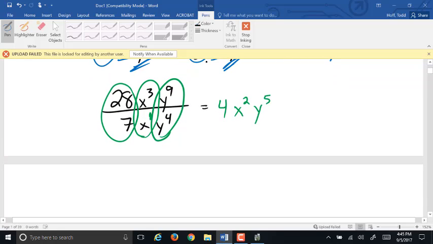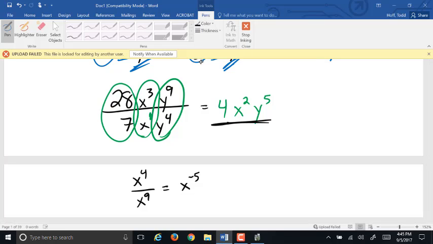Now, everything we've done here so far has had a positive power, and the result, it is possible for it to be negative. You know, we could have x to the 4th divided by x to the 9th. That's going to give us, what is 4 minus 9? X to the negative 5. Again, we'll work with those more when we start working with fractions.